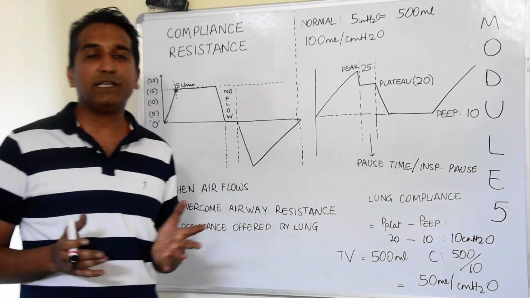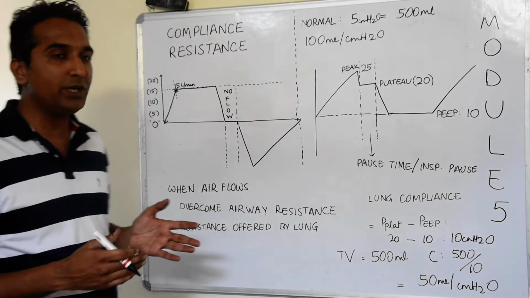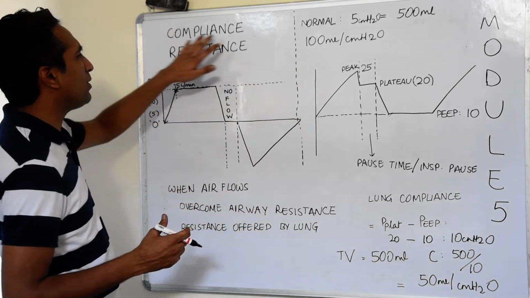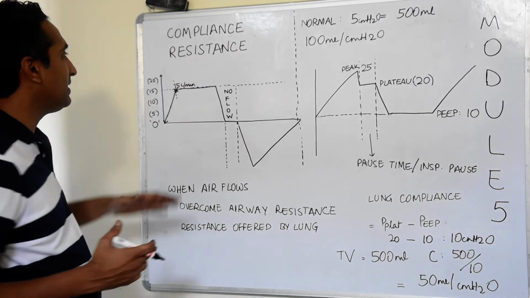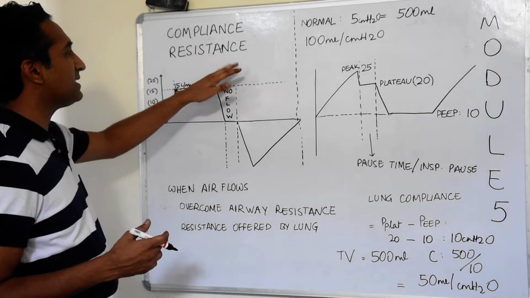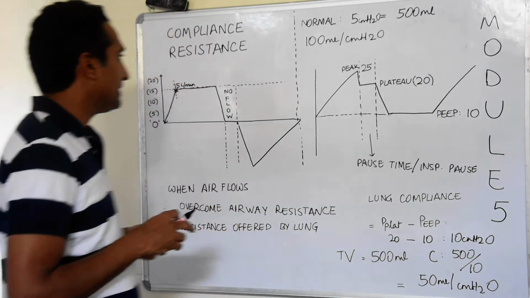In this module, we will teach you about compliance and resistance, which are best understood in the volume control mode. In a ventilator, when we talk about compliance, we talk generally about the chest wall and the lung parenchyma, whereas whenever we talk about resistance, it means the resistance offered by the airways.